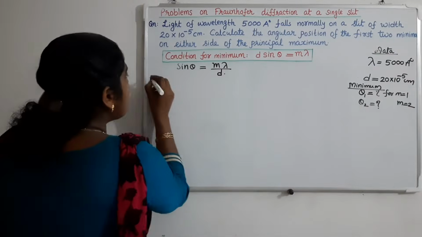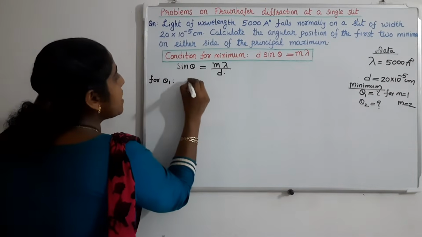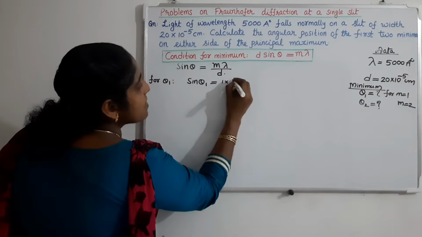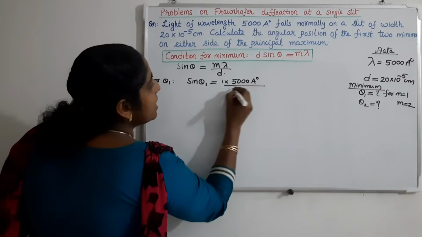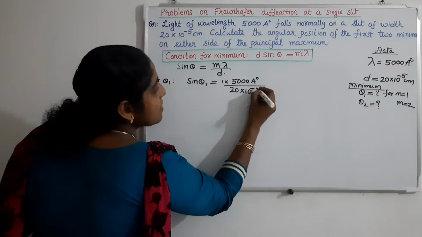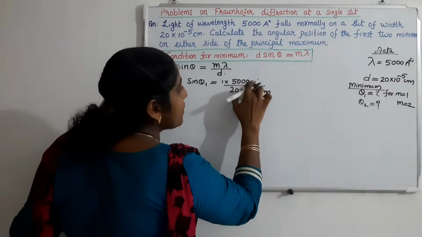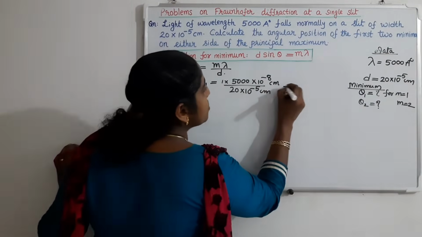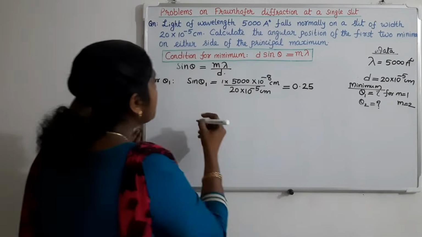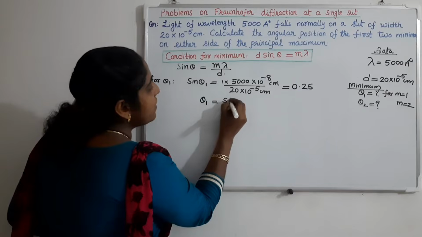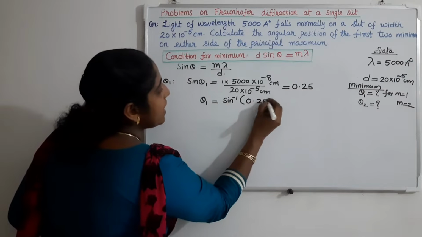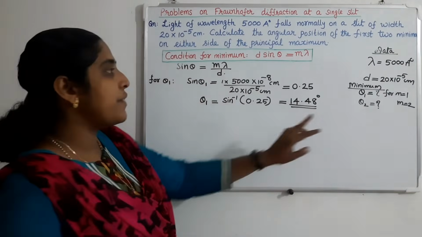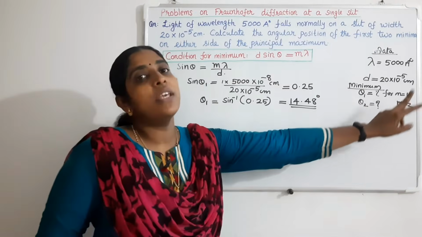So for theta 1, sin theta 1 is equal to, m is 1, so 1 into lambda, that is 5000 angstrom, divided by d, that is 20 into 10 raised to minus 5 centimeter. Here it is centimeter, so angstrom we can write in centimeter, that is into 10 raised to minus 8 centimeter, that is equal to 0.25. So theta 1 is equal to sine inverse 0.25, that is equal to 14.48 degree.